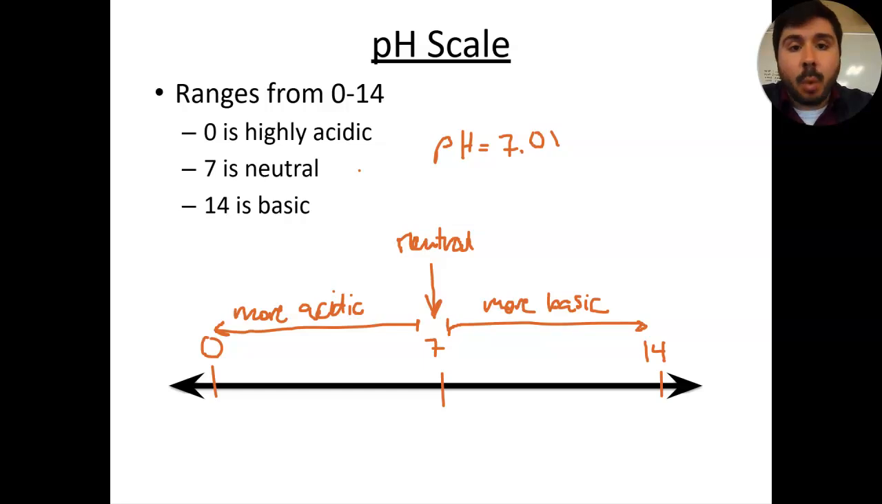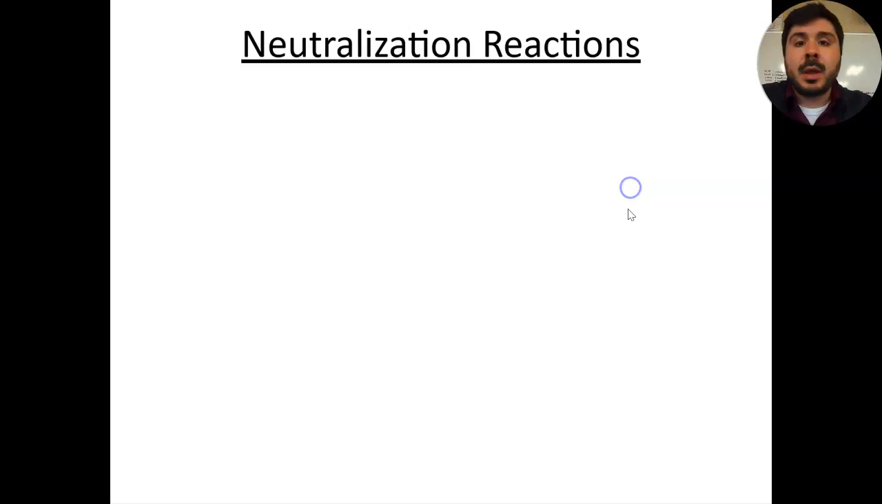This number, 7.01, looks pretty darn close to 7, right? It's only about a tenth off, with this 0.1 present here. But I have to be honest, guys, it's not 7, okay? If it's not 7, it's not neutral, plain and simple. It has to be exactly 7 in order for it to be neutral, okay? If it's not exactly 7, even a little bit above it or a little bit below it, it's going to be acidic or basic technically, okay?